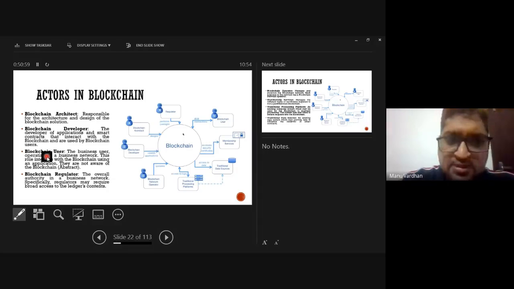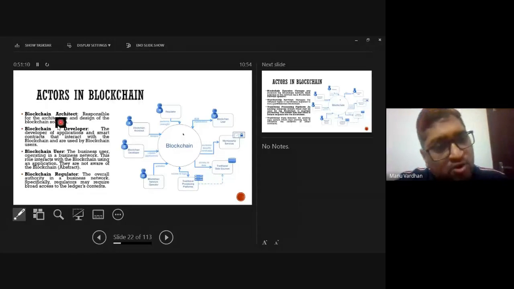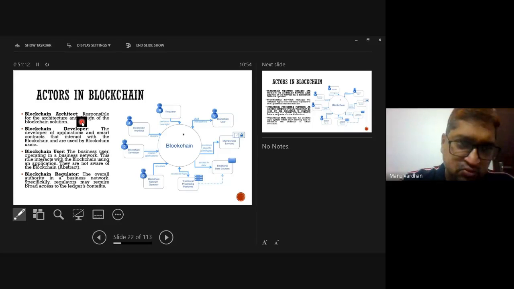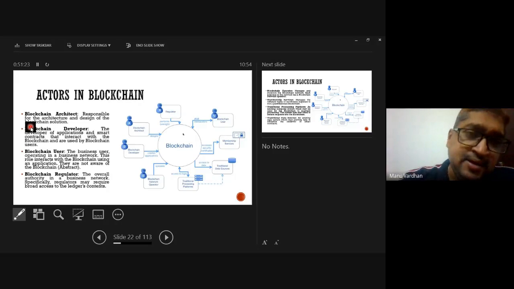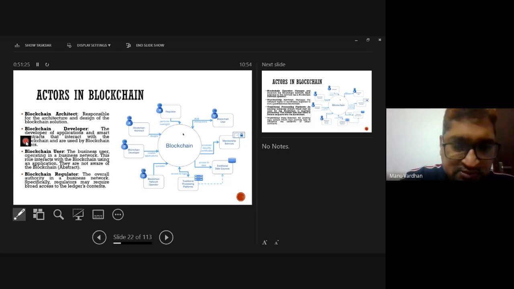And once the concerned person can collect my requirement and understand my requirement, he can start developing the blockchain accordingly. So we have the blockchain architect for this purpose, who is responsible for the architecture and design of the blockchain solution. They will collect the requirement from me, or from a private company or a public company, and pass on this requirement and design to the blockchain developers.